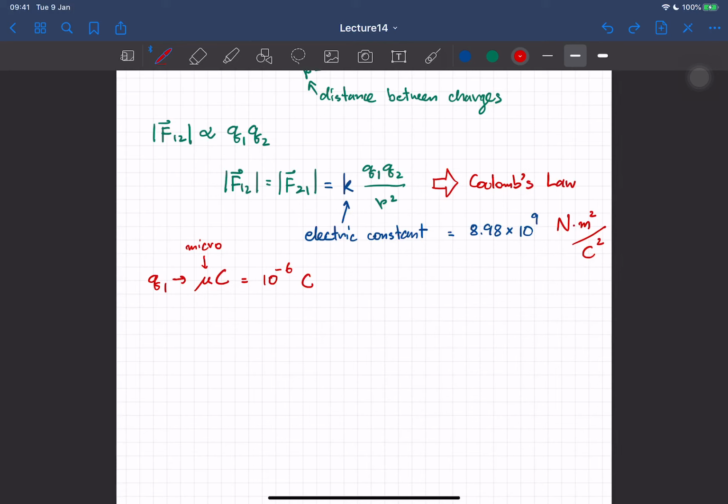And just a reminder, one elementary charge is about 1.602 times 10 to the minus 19 Coulomb.